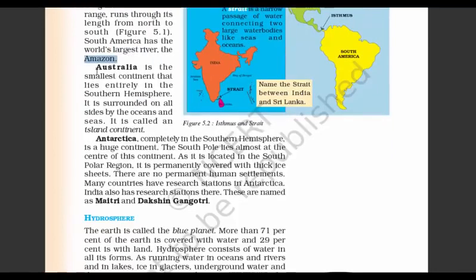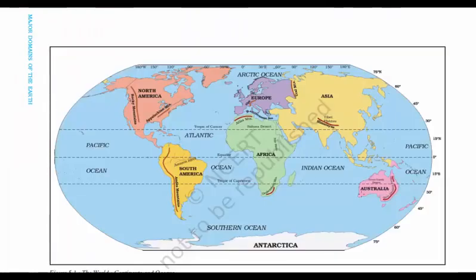Now coming to Australia, it is the smallest continent that lies entirely in southern hemisphere. Now have a look at Australia, that is pink in color. It is the smallest continent, surrounded by water everywhere. Okay, so this is also called the island continent. The only island continent is Australia.